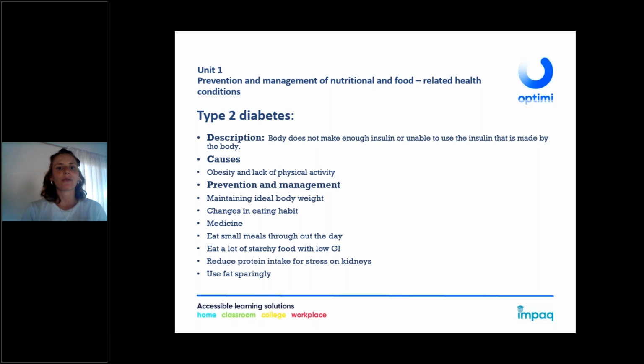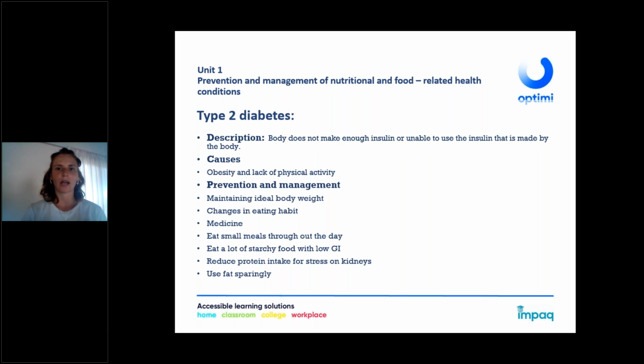Okay. So the description for type 2 diabetes: the body does not make enough insulin, or is unable to use the insulin that is made by the body, or it uses very little of it. The causes are most likely obesity or lack of physical activity, or, as I explained, a very poor diet. How do you manage it or prevent it? You make sure you have an ideal body weight. You change your eating habits. You know that saying when they say you're taking too much sugar? Now that's where it comes from. Sometimes you can actually take medicine.